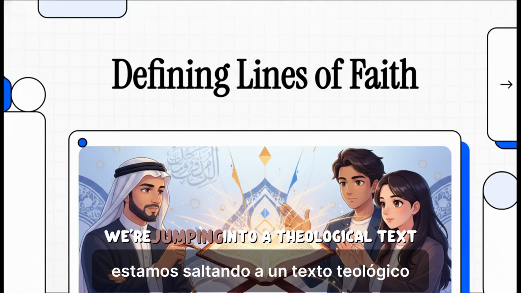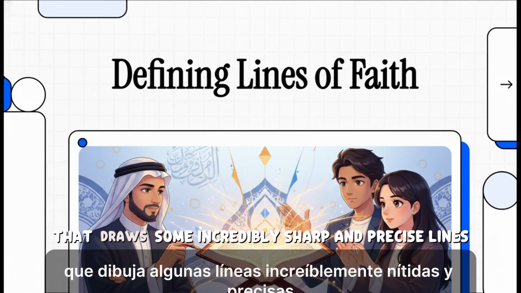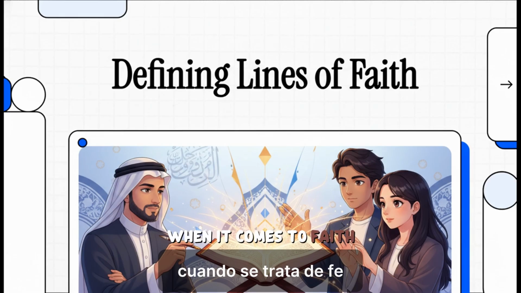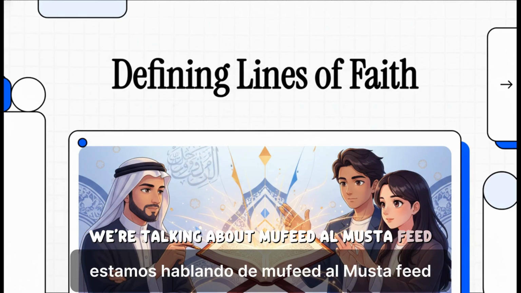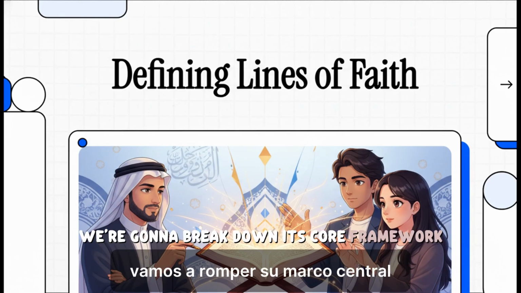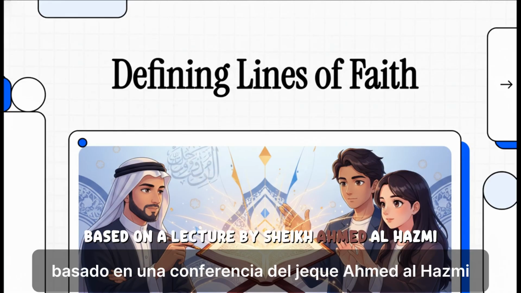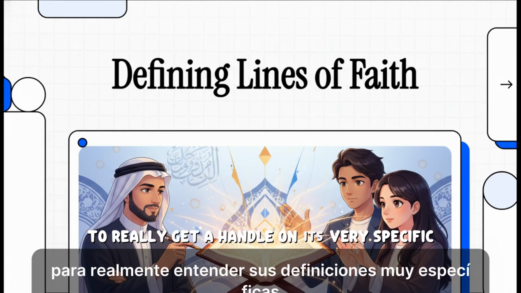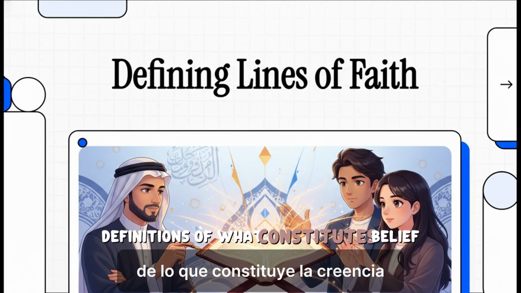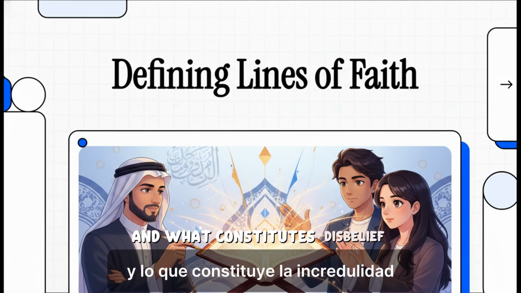So today we're jumping into a theological text that draws some incredibly sharp and precise lines when it comes to faith. We're talking about Mufid al-Mustafid. We're going to break down its core framework based on a lecture by Sheikh Ahmed al-Hazmi to really get a handle on its very specific definitions of what constitutes belief and what constitutes disbelief.